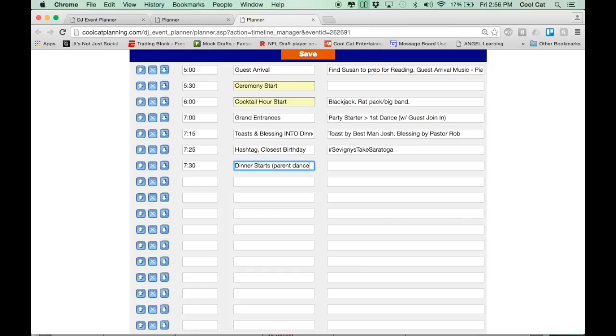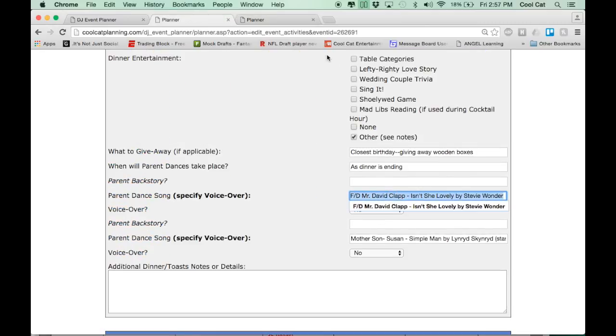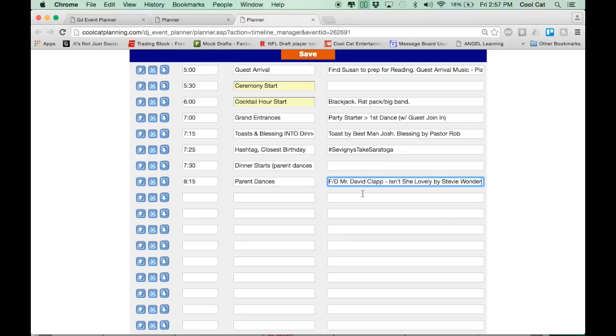So parent dances towards the end of dinner. And then we're going to write it again down here. So towards the end of dinner, probably like, we'll say like 8:15, but that's very flexible. Parent dances. And then I usually just take this entire box and just paste it into here.